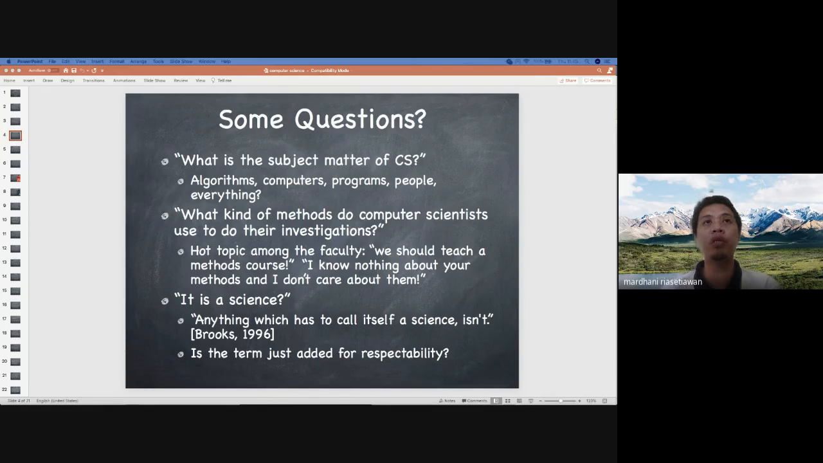The first question is always: what is the subject matter of computer science? Maybe you can reflect on when you decided to join the IUP program in computer science, several months ago. What was in your mind at that time? What is computer science? Why did I choose this subject? What will I study in the program, and so on. When we discuss computer science, directly we will think first about algorithms, the computer itself as hardware or software, and sometimes programs, and then people, and maybe everything.